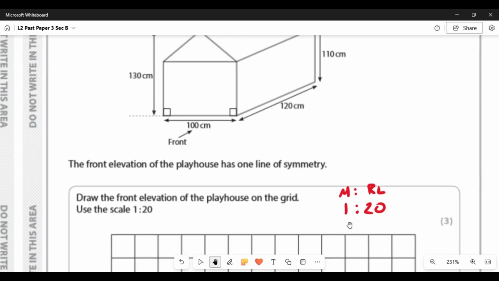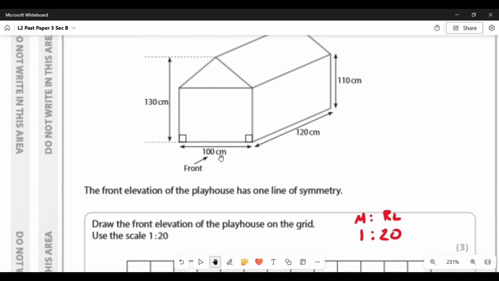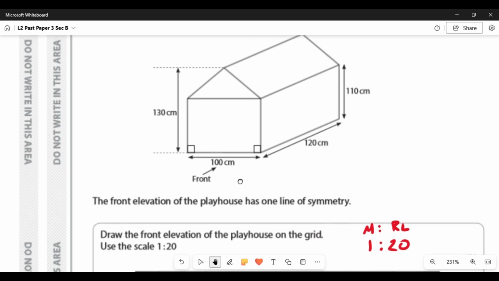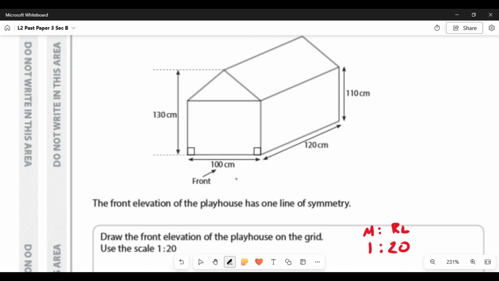So the map is obviously going to be 20 times smaller, so we're going to have to divide these by 20. Yeah, so I'm going to need this 100 centimeters divided by 20, which will tell me exactly 5 squares. In fact, what I'll do, I'll just put 5 there. Yep. So that's 5 squares going across for the bottom.